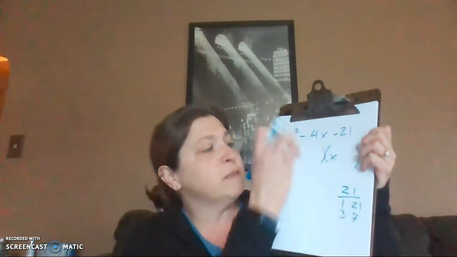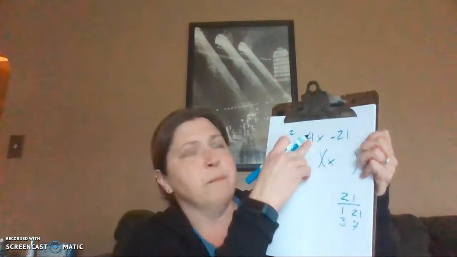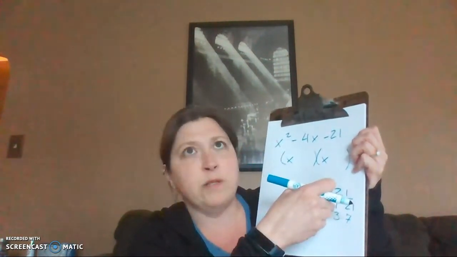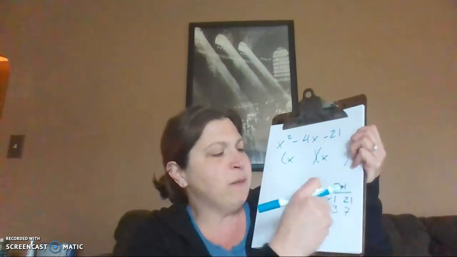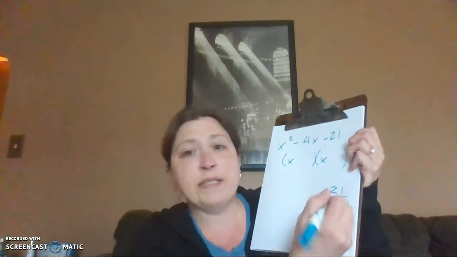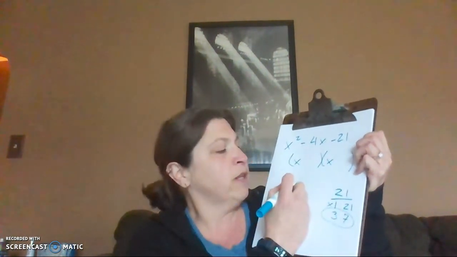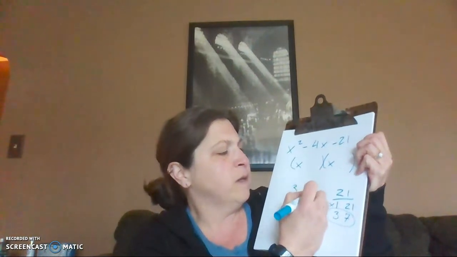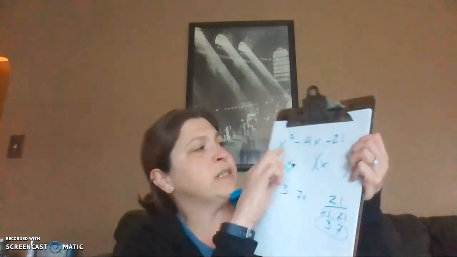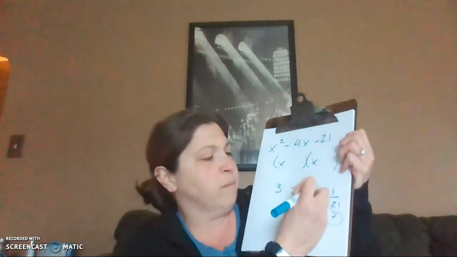So if I think about this, which set of numbers will give me this 4? Well, 21 minus 1 is 20. But 7 minus 3 is 4. Okay, cool. That's the set we're going to use. So I've got 3 and I've got 7. I want to know how can I arrange the signs so I'm going to get a negative 4.